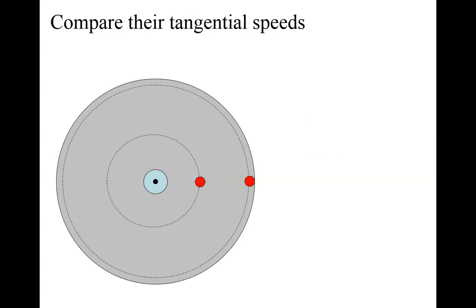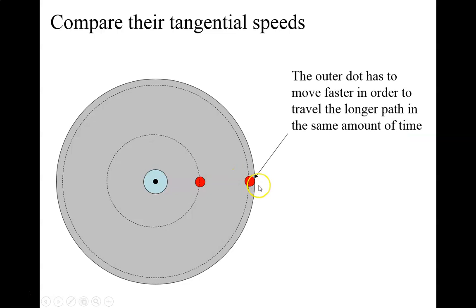But if I compare their tangential speeds, which is their meter per second speed, doesn't the outside dot have to travel a greater path in the same amount of time as the inner one? Which means that this one travels more meters per second, so it's got a greater tangential speed. So same angular speed or rotational speed, the outer one is always going to have the greater tangential speed.